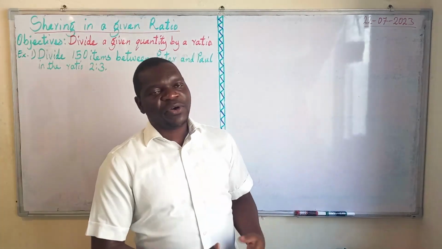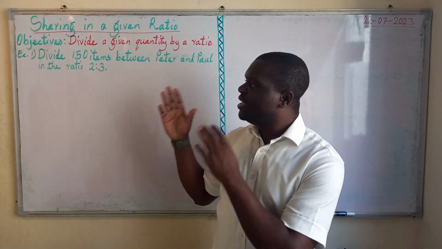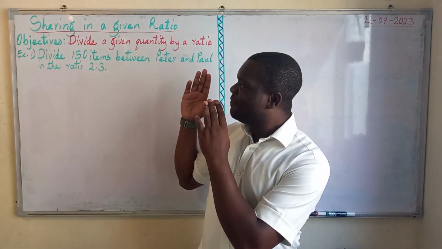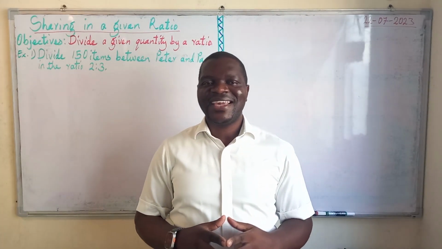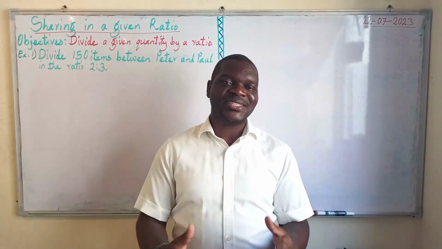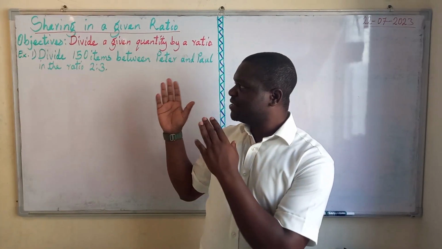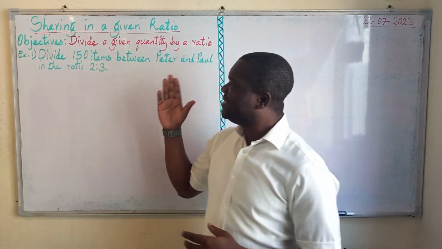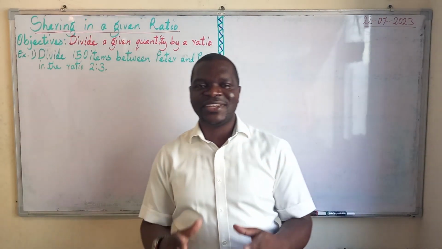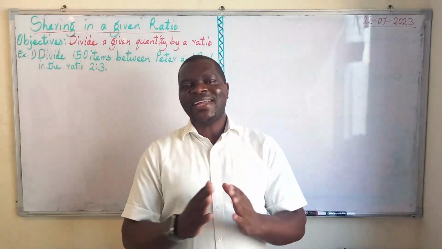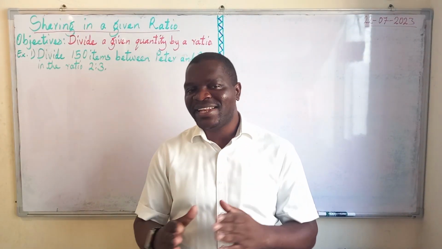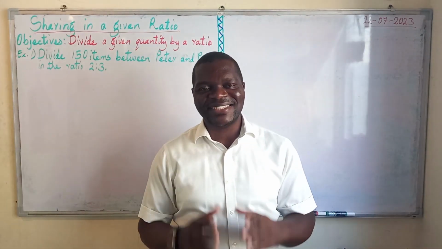That said, we are going to be talking today about sharing in a given ratio. Without waste of time, we are going to start by focusing on examples. And through these examples, we are going to learn how we can divide quantities in a given ratio. Our first question on the board is: divide 150 items between Peter and Paul in the ratio 2:3. Pay attention and follow the step-by-step keenly so that you can gain our objectives by the end of the lesson.